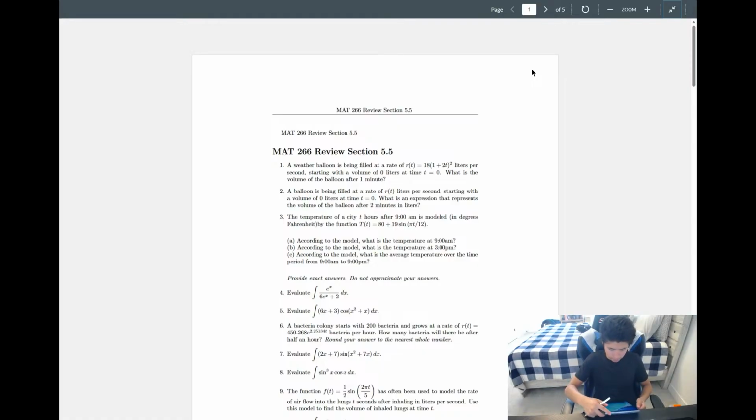Here we begin. Math 266, review section 5.5. Use substitution. Can I zoom in?